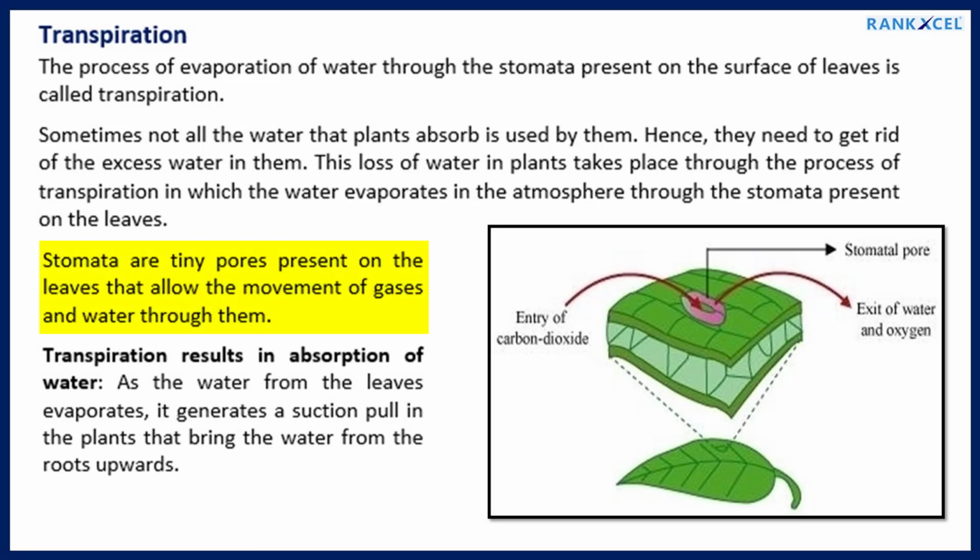Stomata are tiny pores present on the leaves that allow the movement of gases and water through them. Transpiration results in absorption of water. As the water from the leaves evaporates, it generates a suction pull in the plants that brings the water from the roots upwards.